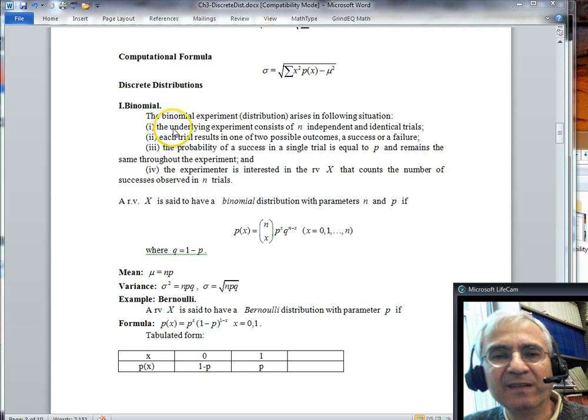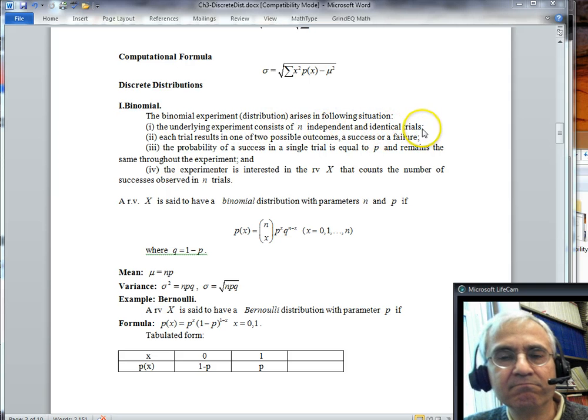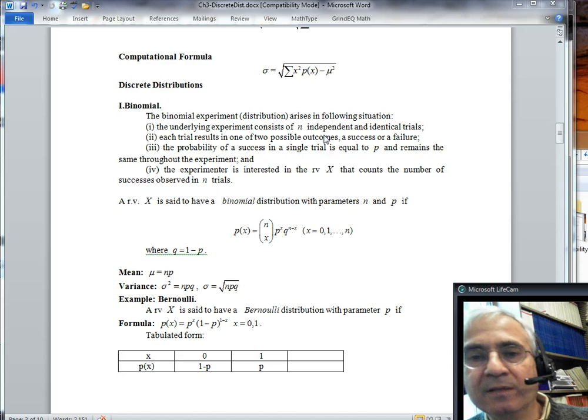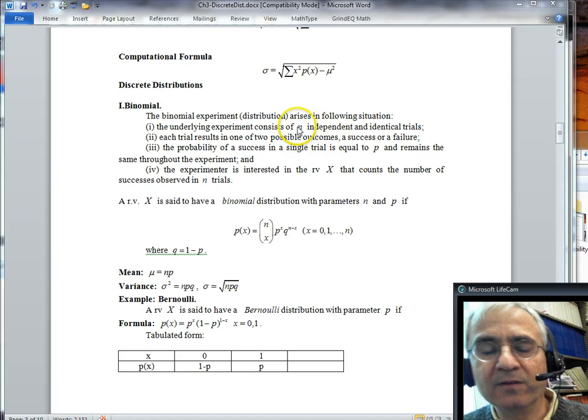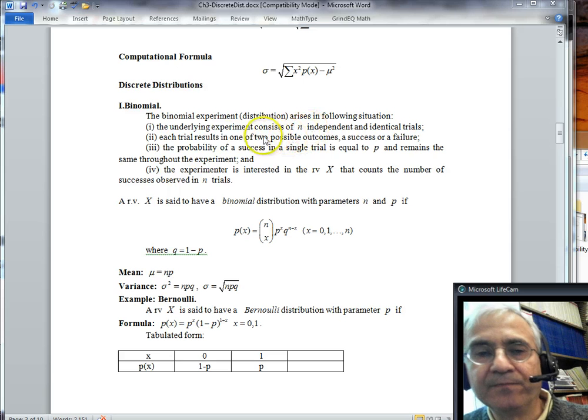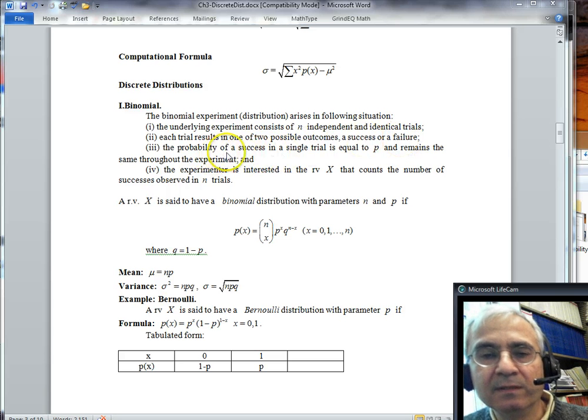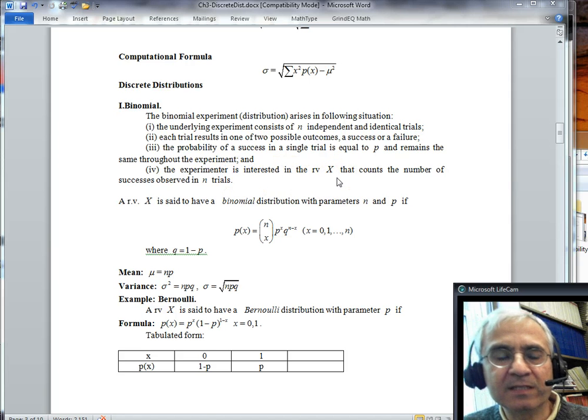First, you have an underlying experiment which has n independent and identical trials, like tossing a coin. Even if it's not fair, it would be a trial, and you toss it n times. Each trial has one of two possible outcomes, a success or a failure. That would be typical for a coin. The probability of success in a single trial is equal to p. It's a constant and doesn't change from trial to trial. And the experimenter is interested in counting how many successes there are.